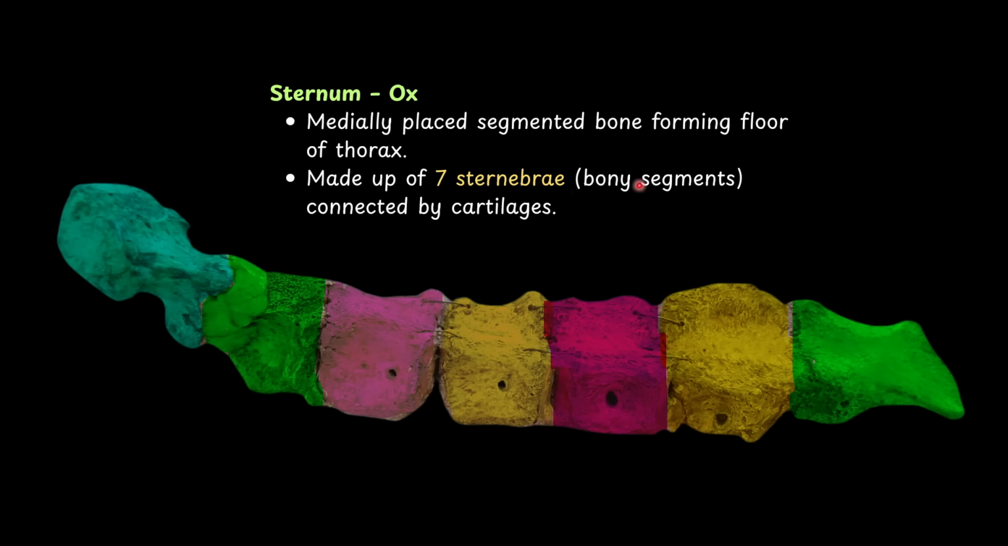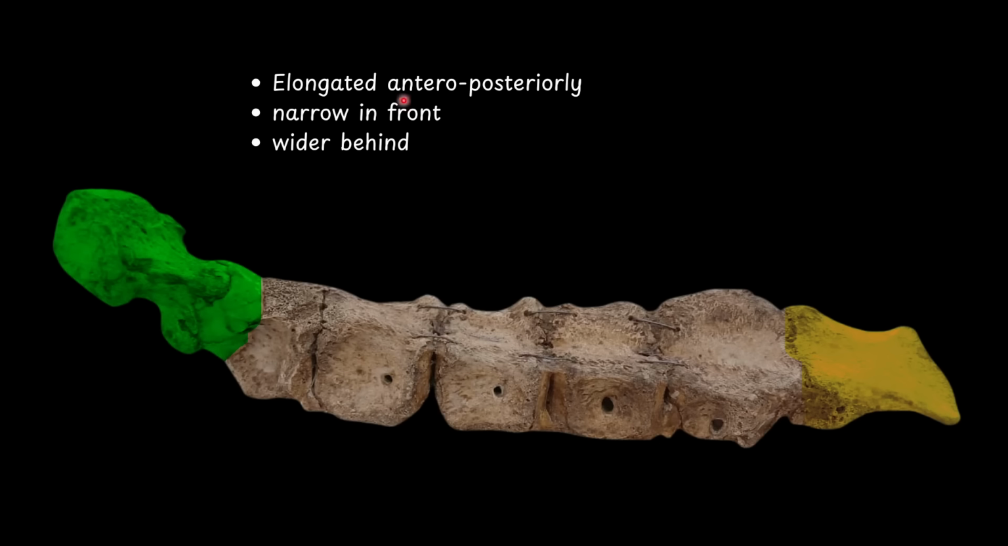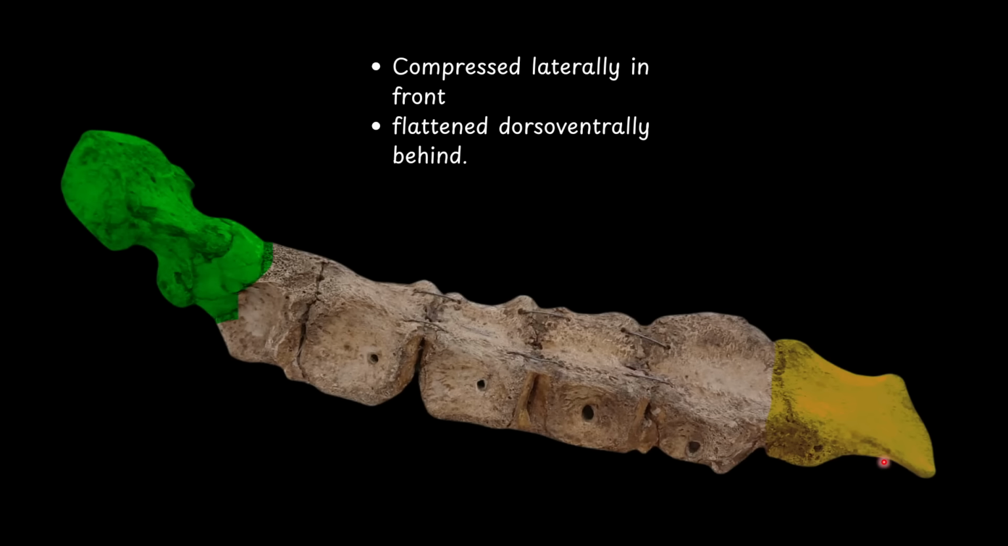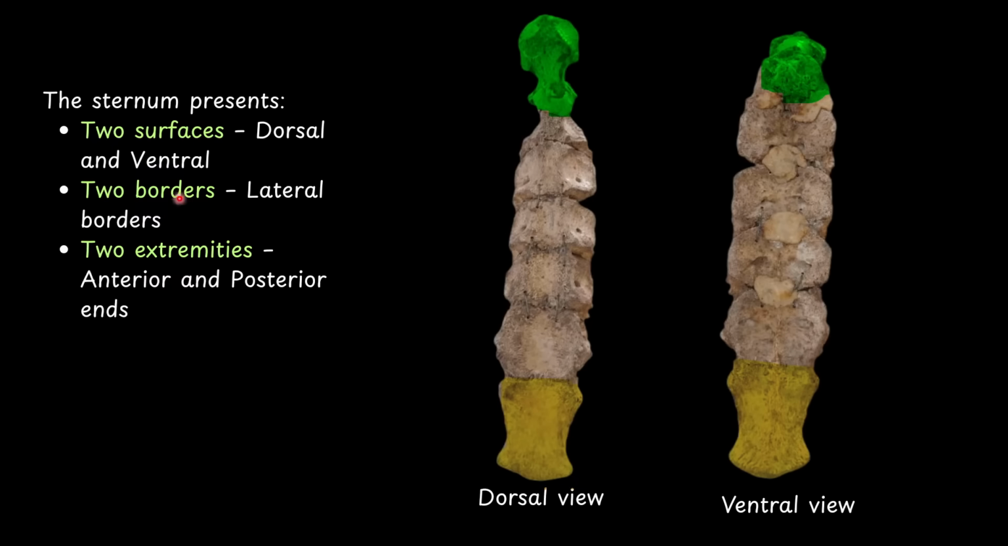Sternebrae. Elongated antero-posteriorly, narrow in front, wider behind. Compressed laterally in front, flattened dorsoventrally behind. The sternum presents two surfaces, dorsal and ventral. This is the dorsal surface, this is the ventral surface. Two borders you will find, two extremities you will find, anterior and posterior ends.